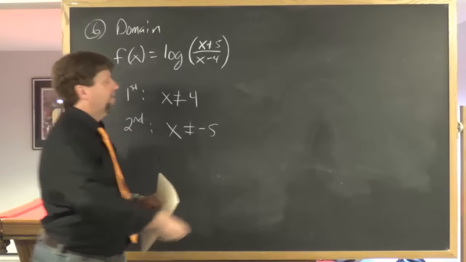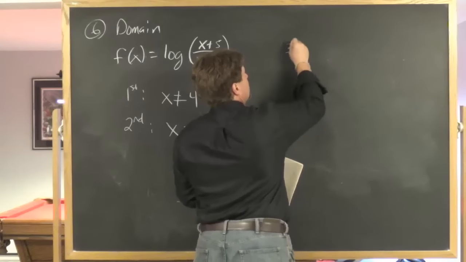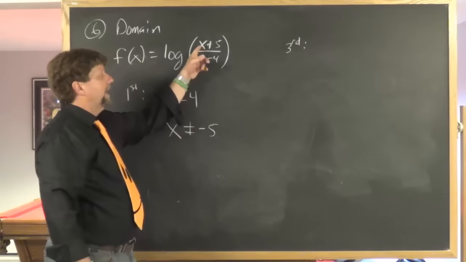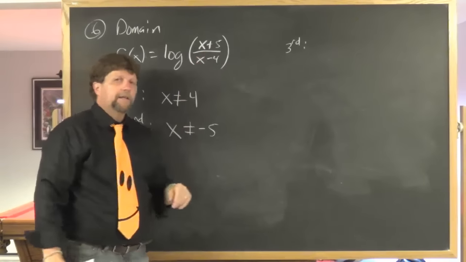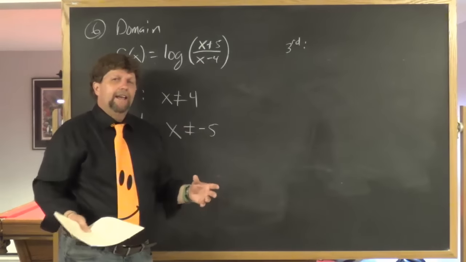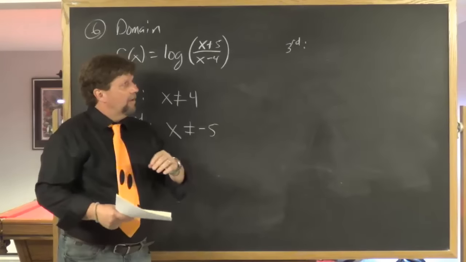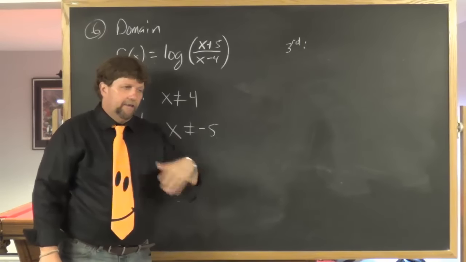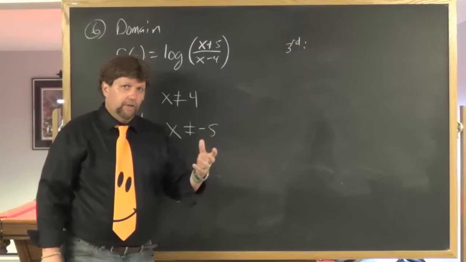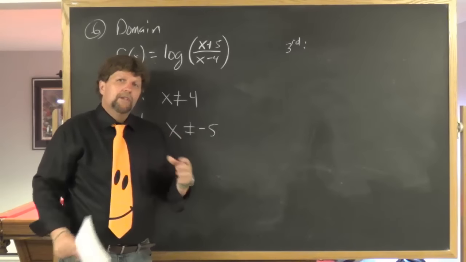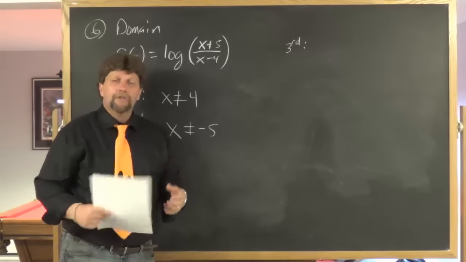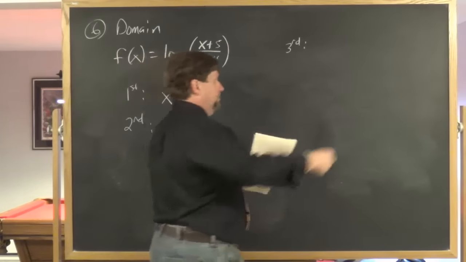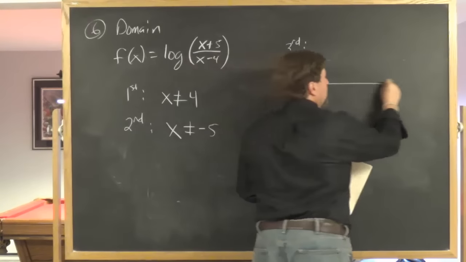So that brings me to the third thing that I have to analyze. When is x plus 5 over x minus 4 a negative number? Well, in the very first section, section 1.9, in a video I made there, and something that you learned in 1.9, what we saw was how to solve rational inequalities. And that's really what this is, but let's review that real quick.